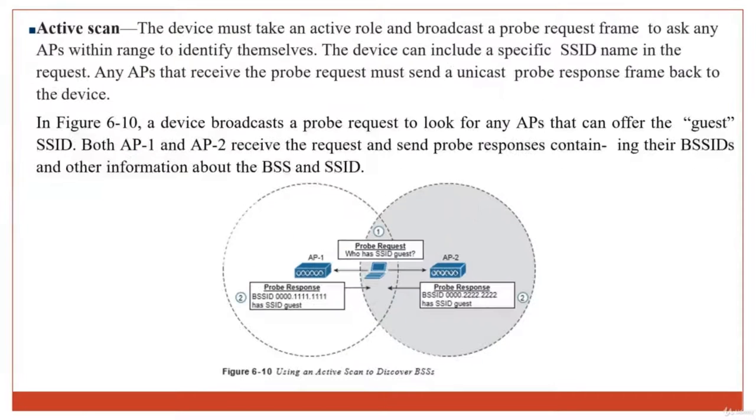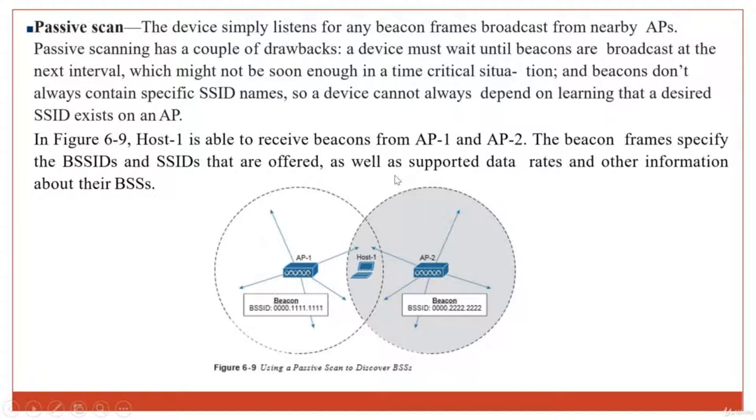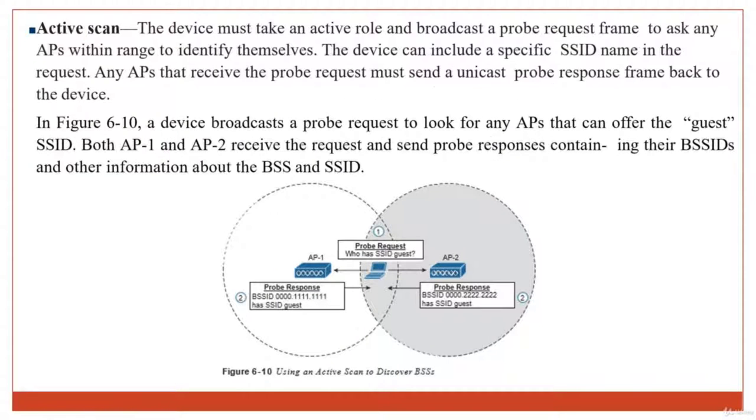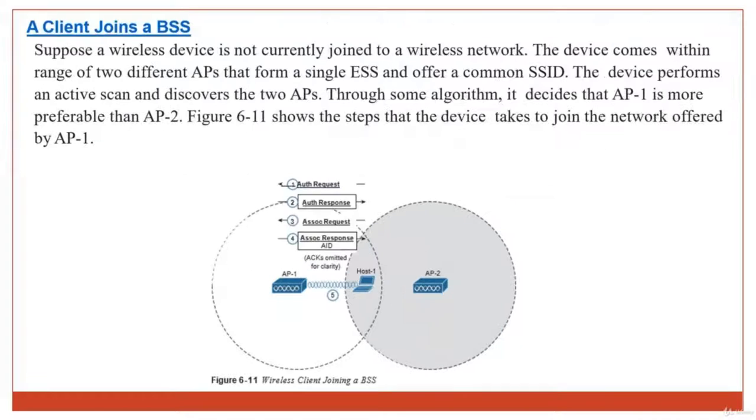That's the passive scan. Now, this passive scan is good, but the drawback is that the host has to wait for a certain time duration to get the advertised network from the access point. Next, we have the active scan. In that, the client itself sends the probe and asks, who has this network? Then the access point responds, okay, I am here. If you want to authenticate and associate, you will get a unique association ID, AID.